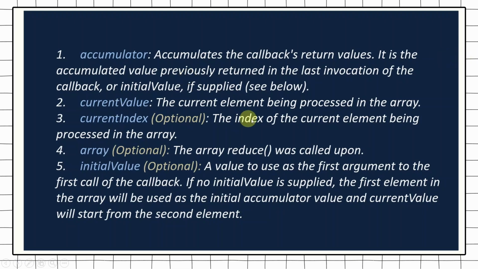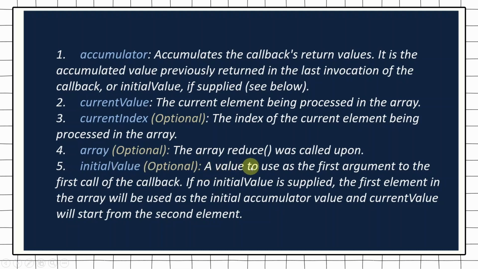And current value is nothing but the current element which is being processed in the array. Then current index, we have already seen the index of the current element on which the callback function is getting executed. This is optional. And this array, the array on which we are working, is also optional. And initial value, the second parameter of the reduce method, is also optional.